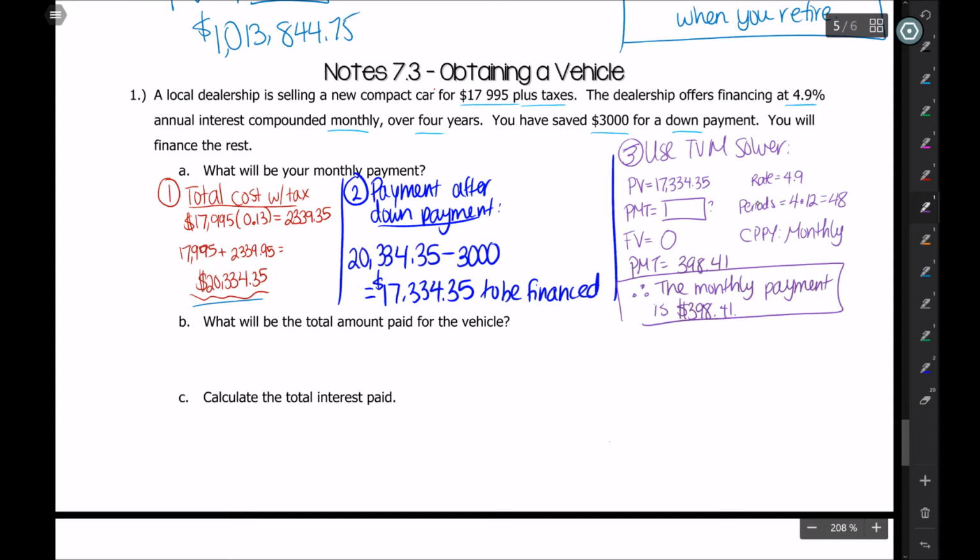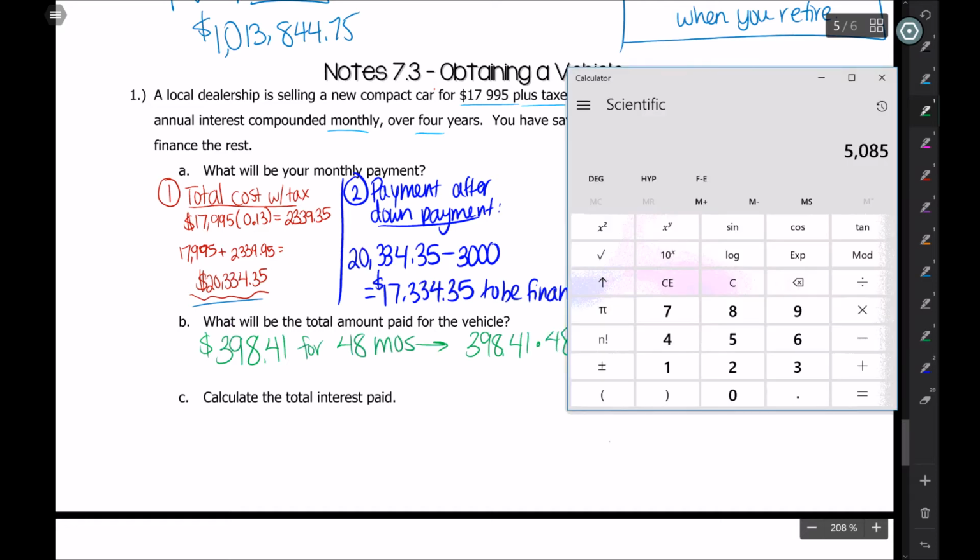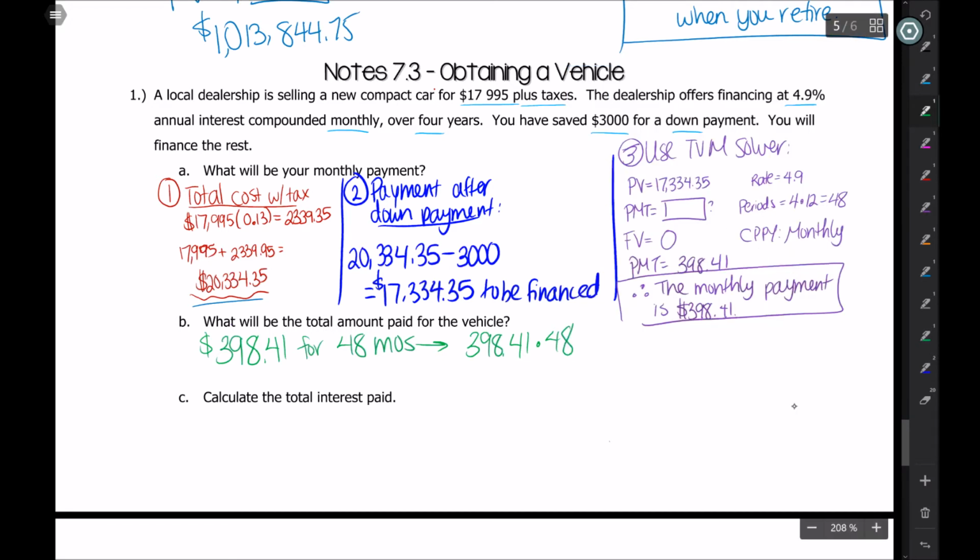Well, we know that we're paying $398.41 for 48 months. So to figure out how much that is going to be, I'm going to take 398.41 and multiply that by 48. So let's go ahead and do that. 398.41, multiply that by 48, and I end up getting $19,123.68. But we also had a down payment.